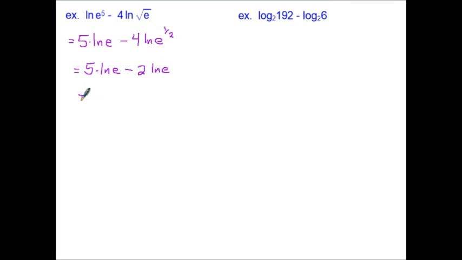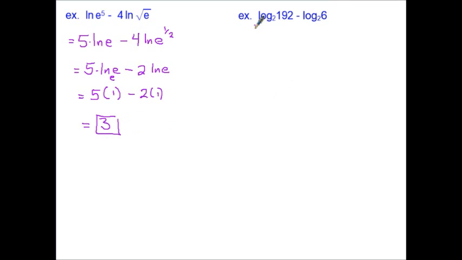Alright, so 5 times the natural log of e, well, what power of e makes e? Of course, that's the first. So that's really 5 times 1, minus, same thing here, 2 times 1, and pardon me for doing all this in one step, but of course 5 times 1 minus 2 times 1 is 3.